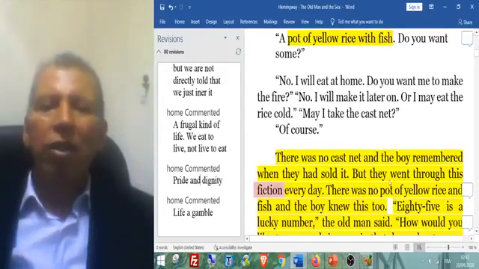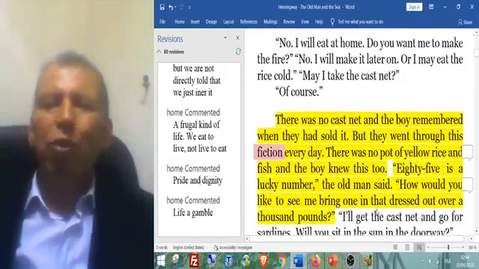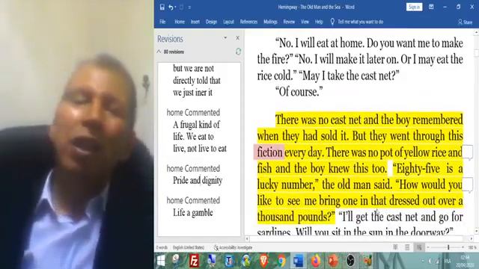There was no cast net, and the boy remembered when they had sold it, but they went through this fiction every day. There was no pot of yellow rice and fish, and the boy knew this too.